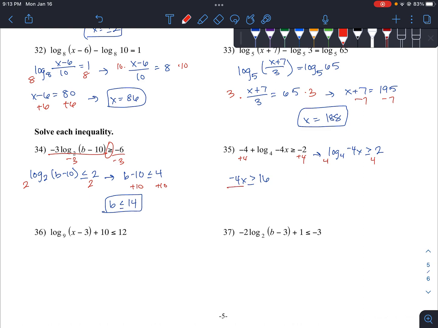I'll divide by negative 4, divide by negative 4, and I'll get x will be less than this time since we're dividing by negative 4. So because we divided by a negative number, flip the inequality, so less than or equal to negative 4.